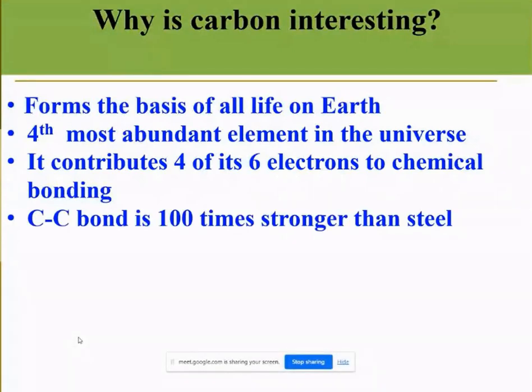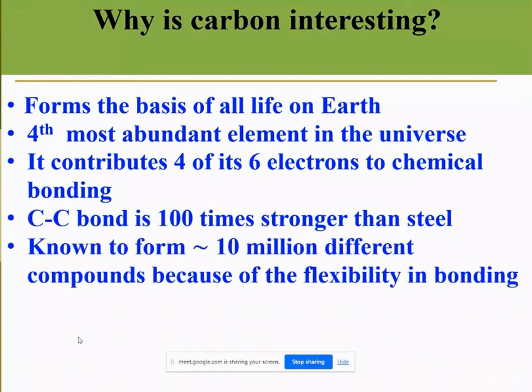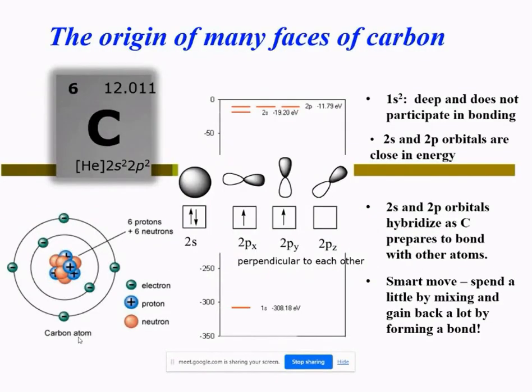are involved in chemical bonding. Only hydrogen beats carbon in that context. The carbon-carbon bond is extremely strong. It's about 100 times stronger than that of steel, and it's known to form about 10 million different compounds. And this is extremely flexible. And carbon, of course, is very important for technology.